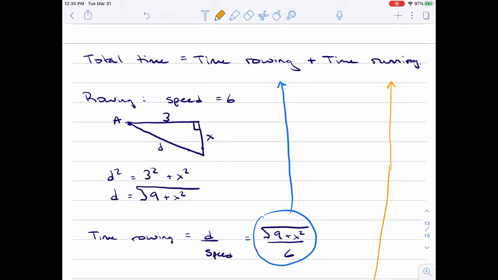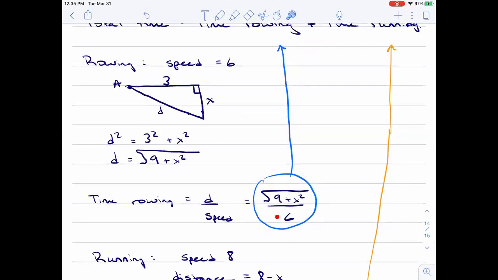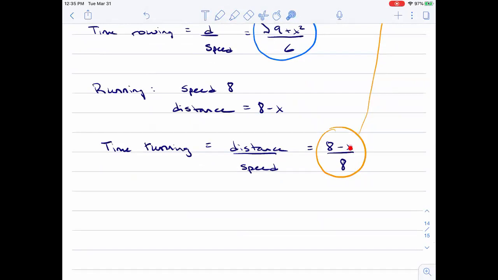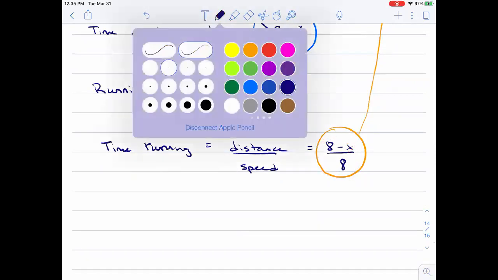Right, so now my total time: the time spent rowing is in terms of x, the time spent running is in terms of x, so now I've got time as a function of x.